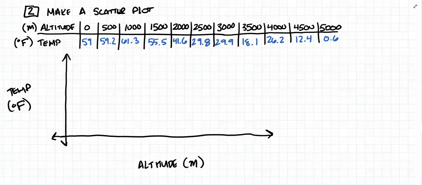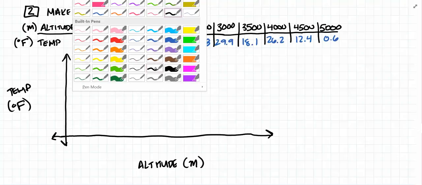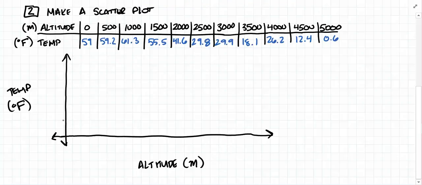So let's get our range for our y-axis, our temperature. What's our lowest temperature that you can see? Looks like 0.6. What's our highest temperature you can see? 61. Okay, good. So let's scale this appropriately. Let's call that 20, this 40, and that 60. That should give us a pretty good representation. 20, 40, 60, that's degrees Fahrenheit.